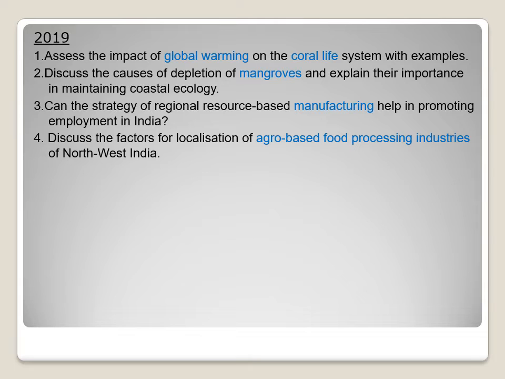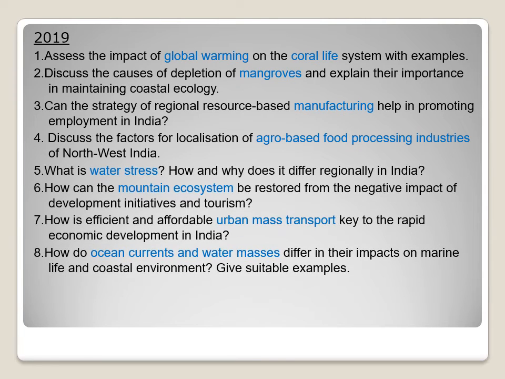Next one is about localization of food processing industries. So obviously it is a part of location of industries in economic geography. Next, water stress, mountain ecosystem, ocean currents and water masses are basic concepts. So preparing short notes on these kinds of concepts is very much necessary here.